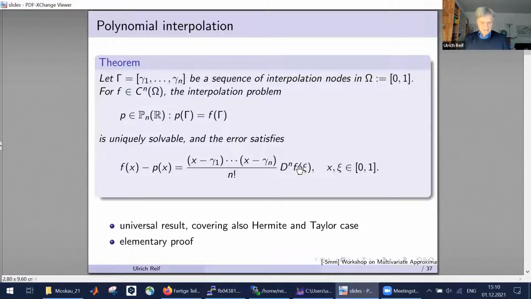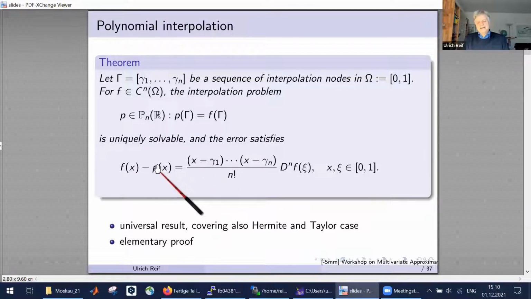Everybody knows that. Given is a sequence of interpolation nodes on the unit interval. The interpolation nodes are denoted by gamma 1 through gamma n. And if the function to be interpolated, this function f, is sufficiently smooth, then the interpolation problem can always be solved uniquely, independent of the smoothness, of course, but the error estimate reads as follows.